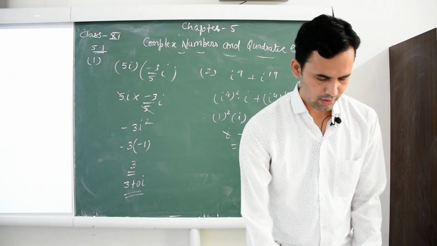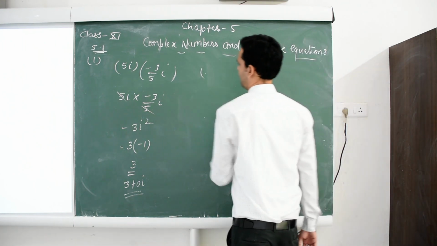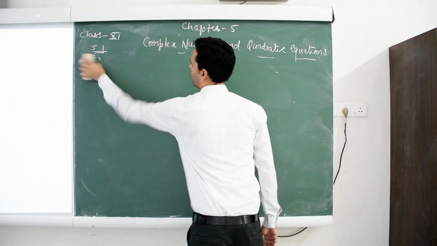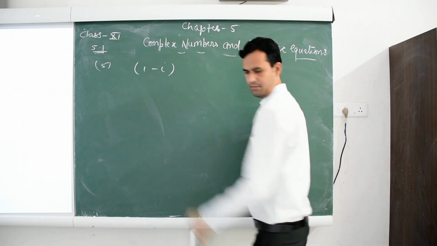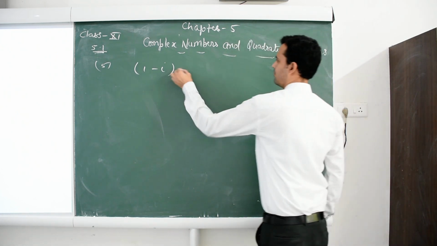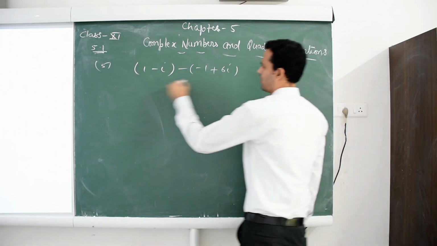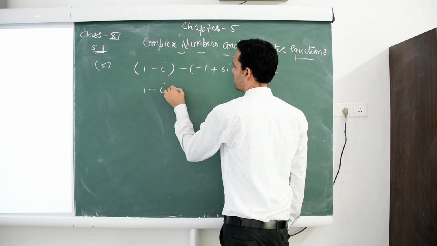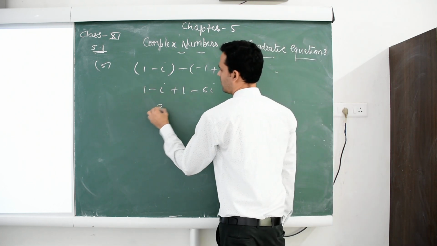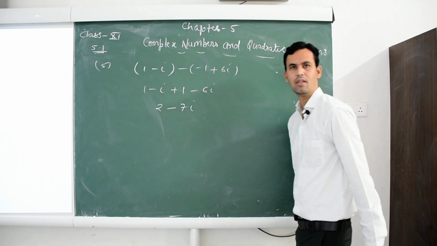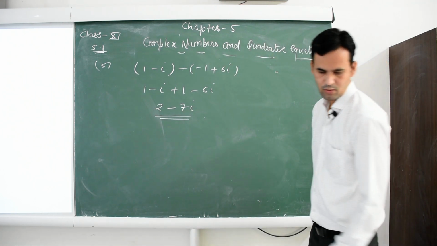Next question, question number 5: 1 minus I minus, bracket, minus 1 plus 6i. First we remove the bracket. So minus minus gives plus 1, and plus minus gives minus 6i. So 1 plus 1 is 2, minus 7i. This is the form of a plus ib.